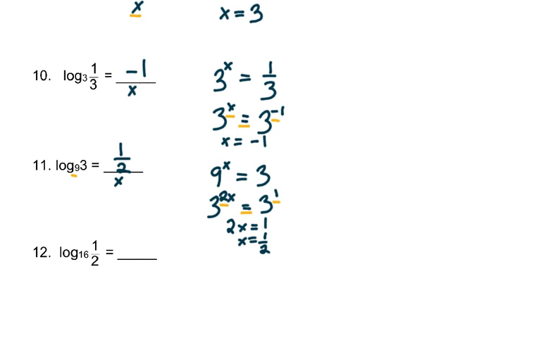And then 12. Set it equal to x. So this would be 16 to the x power equals 1/2. Now this one's a little bit tricky, just like the previous one. I can't write 16 as 1/2 to some power, and I can't write 1/2 as 16 to some power. So what I'm going to do is try and rewrite both of them. So 1/2, fractions are negative exponents, so this is the same thing as writing 2 to the negative 1 power.